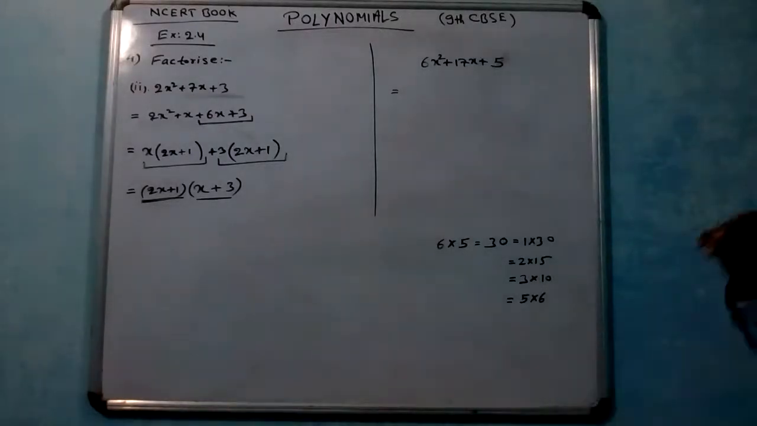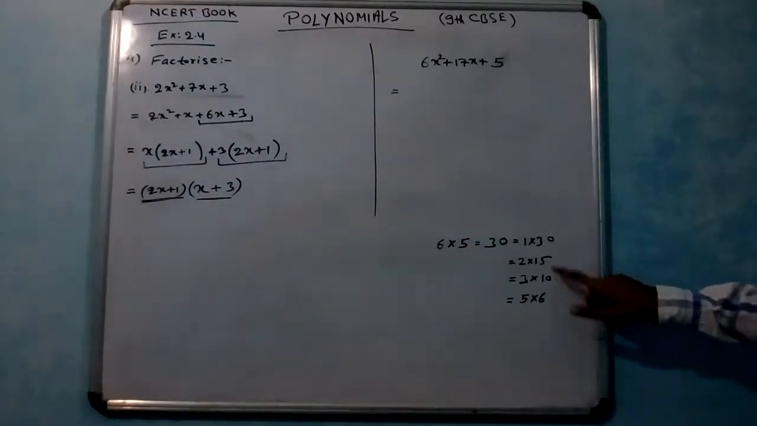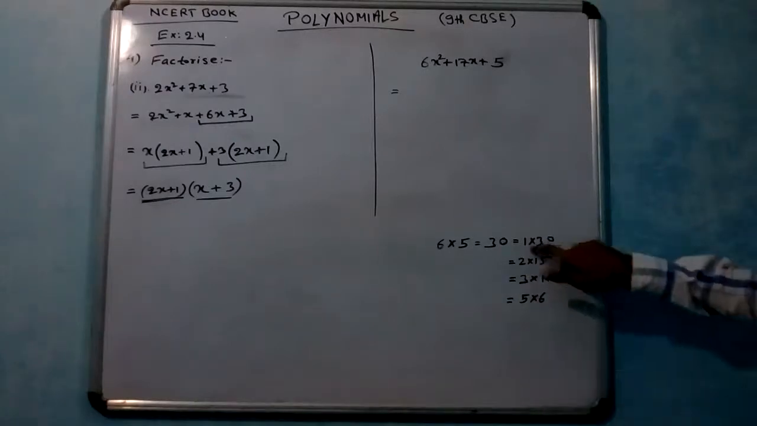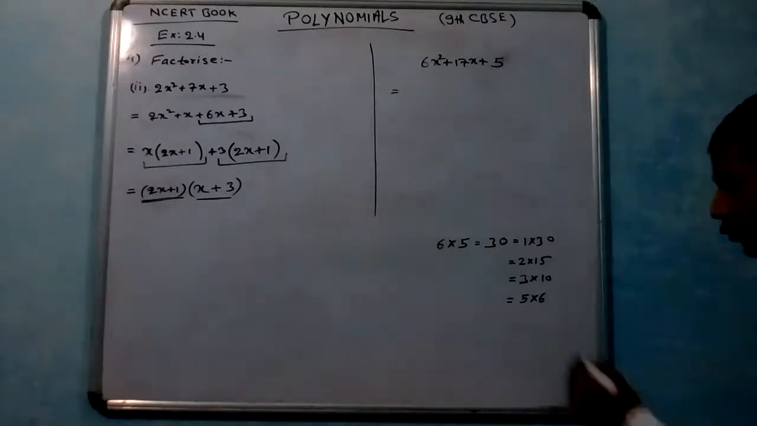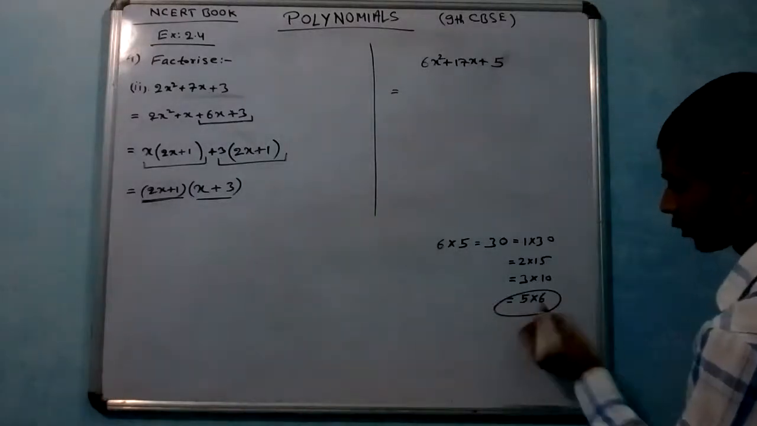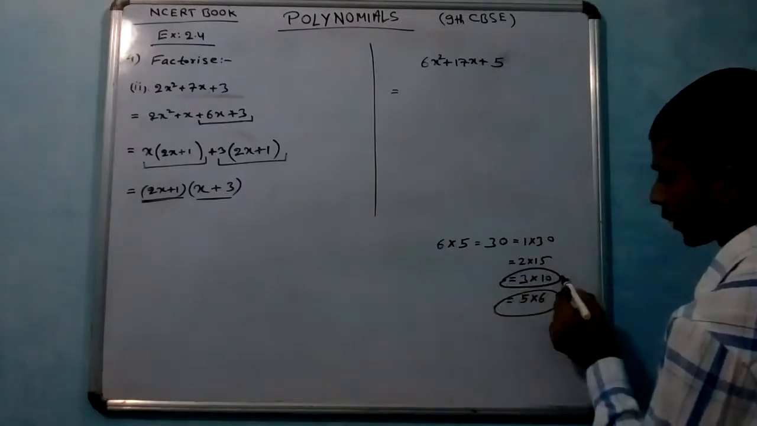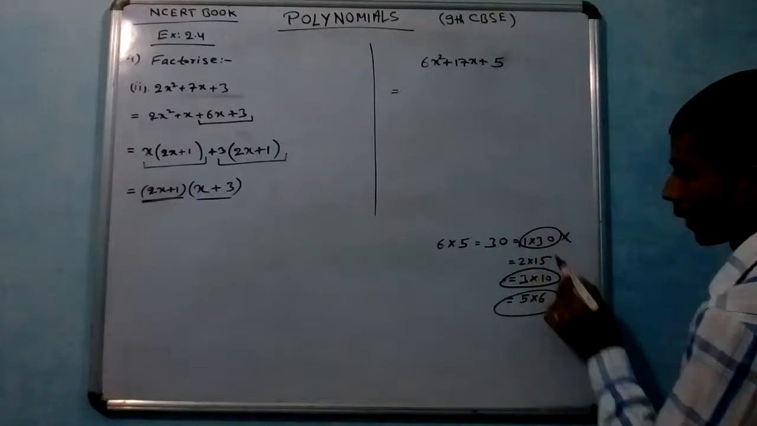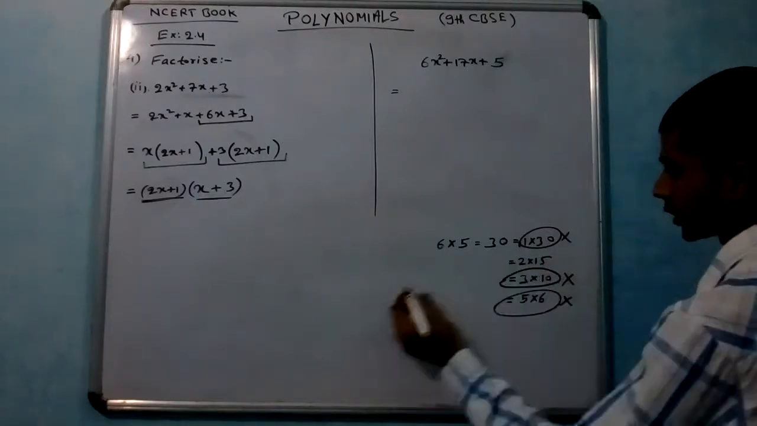Done. Then into 6, and yes, it will repeat. So we have 4 possible pairs of factors. Now, whose addition or subtraction will give us 17? We cannot get 17 here, either by adding or by finding the difference. We cannot get 17 here also. Maximum we can get 31, minimum we can get 29.